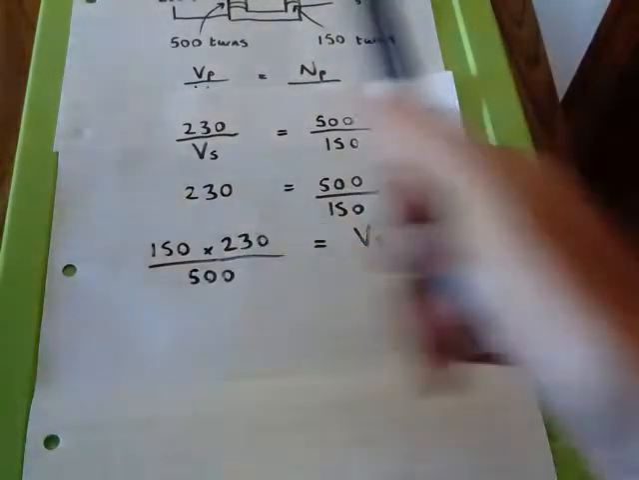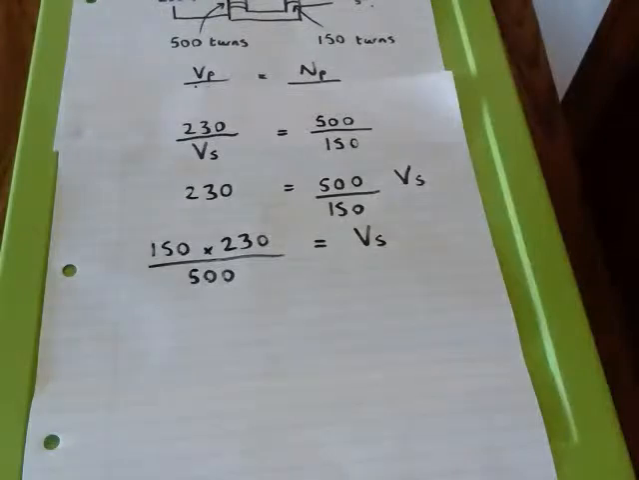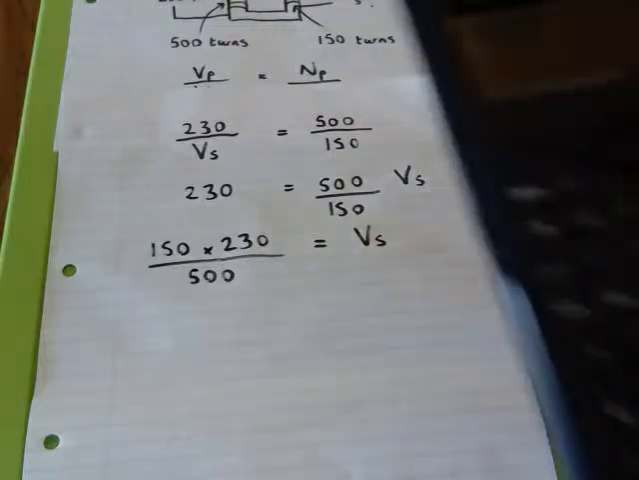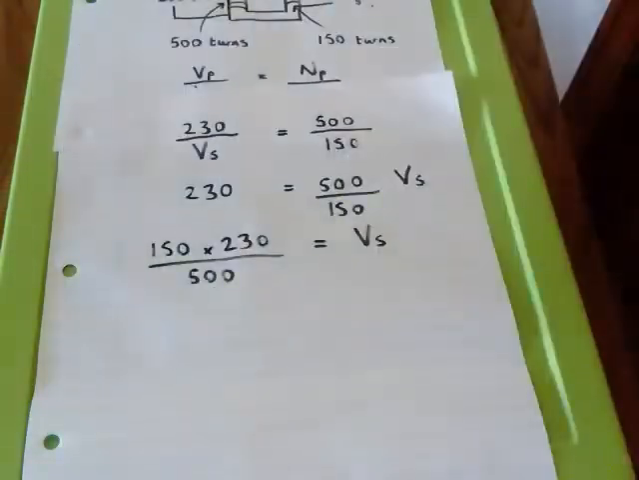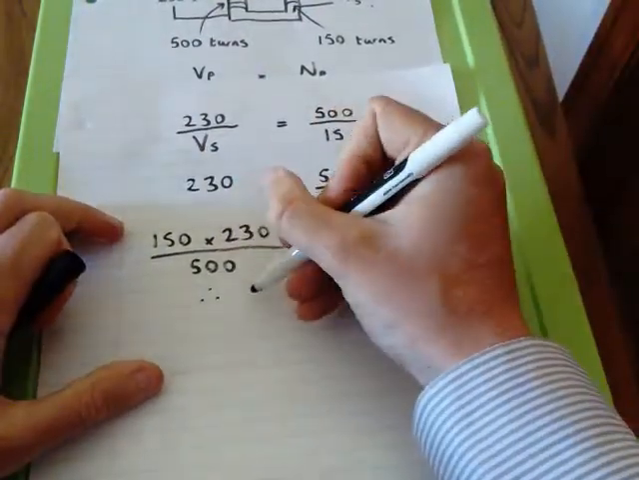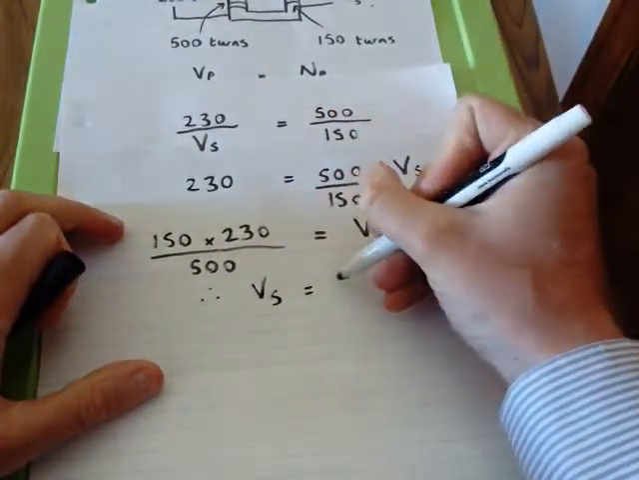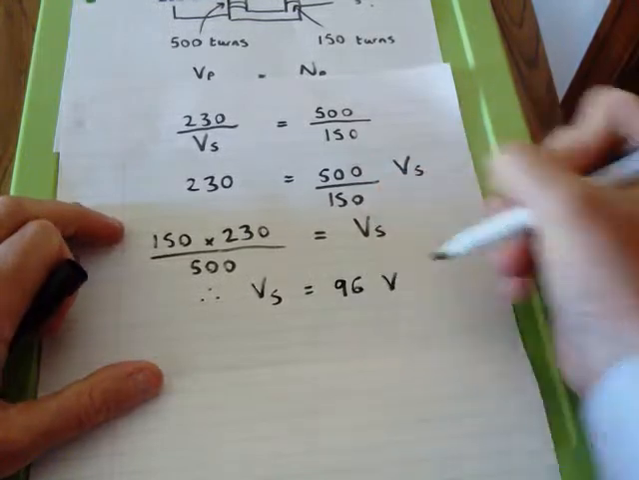So all I need to do now is put that into a calculator. 150 times 230 divided by 500. And it turns out the secondary voltage that comes out, I don't know if you can see that on the screen, but it's 96 volts. So I'll just simply finish by saying, therefore, Vs equals 96 volts.